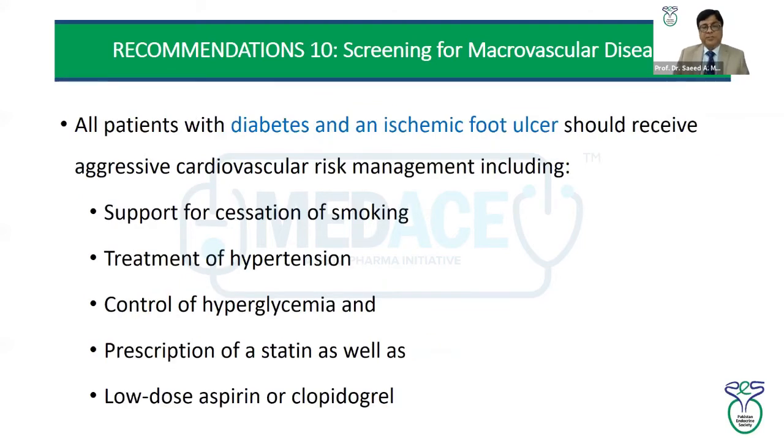Now, all patients with diabetes and ischemic foot ulcers should have aggressive cardiovascular risk management. Smoking cessation is on top. Treatment of hypertension, and the blood pressure should be at goal. Glycemic control is very important, and prescription of a statin as well, and low-dose aspirin or clopidogrel; they should all be part of the management of someone who has a diabetic or ischemic foot ulcer. So it's not only that we look into the ischemic foot ulcer, but we look at the patient as a whole, and all these modalities should be part of the treatment of that foot ulcer.